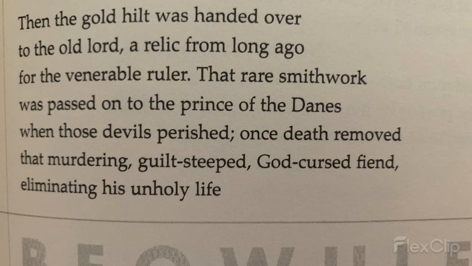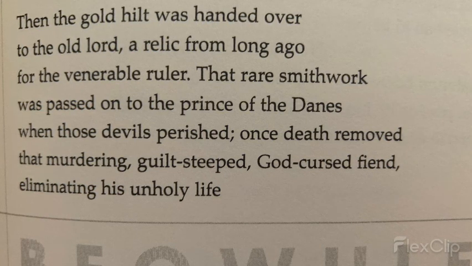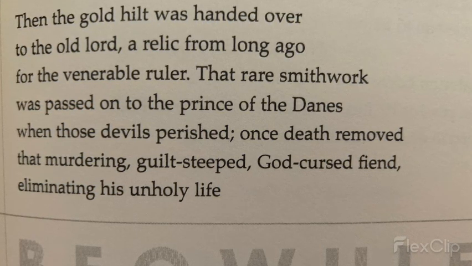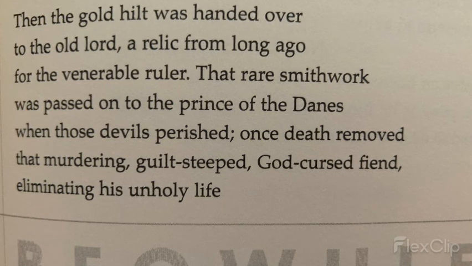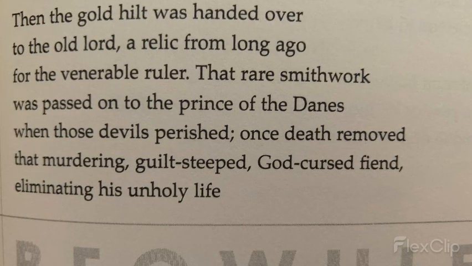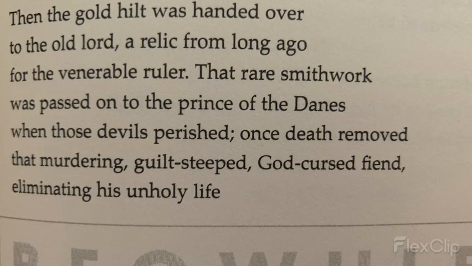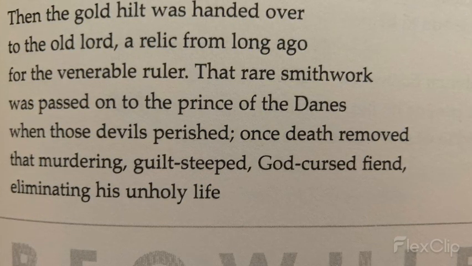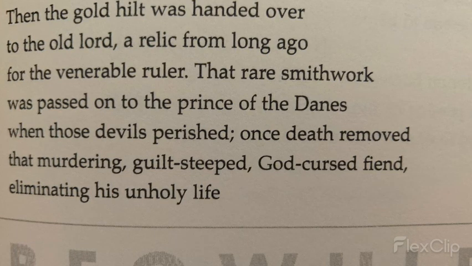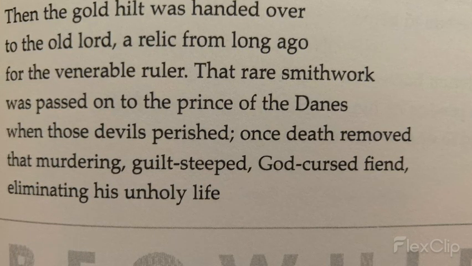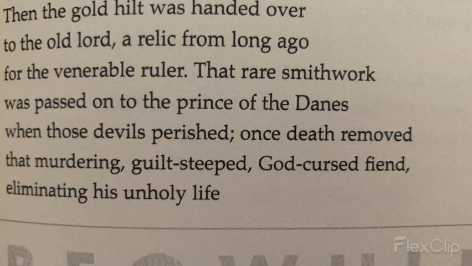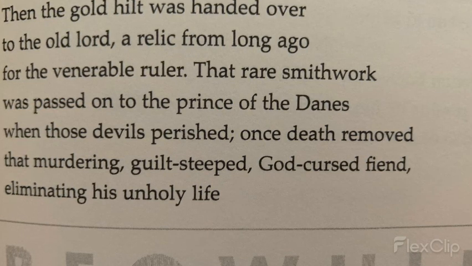If we look at the word relic, we see that it means a surviving memorial of something past. Its literal definition is that this sword is something important from the past that is being handed over. If we look at the word venerable, we learn that it means commanding respect because of great age or impressive dignity. Here, we learn that the venerable ruler is Hrothgar. He's greatly respected because of his age.